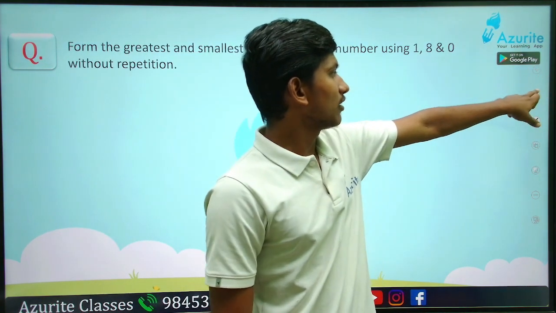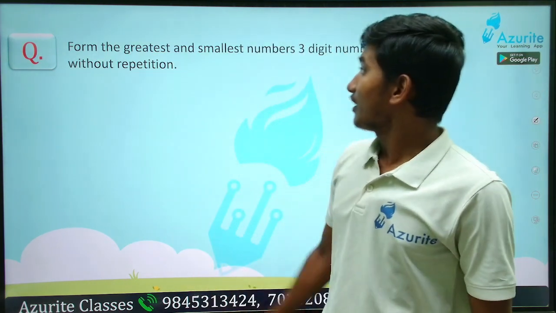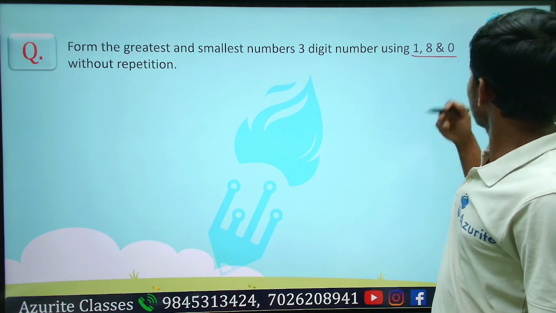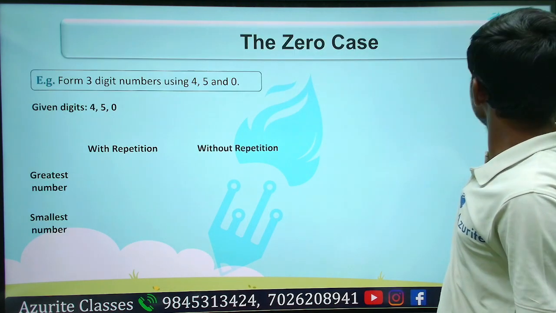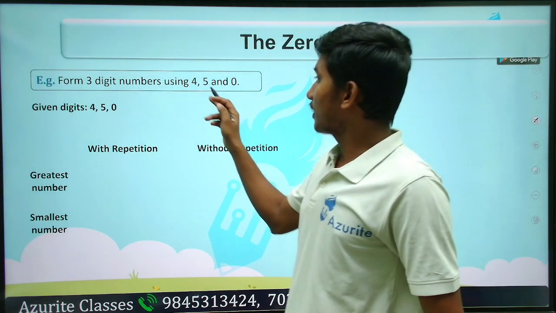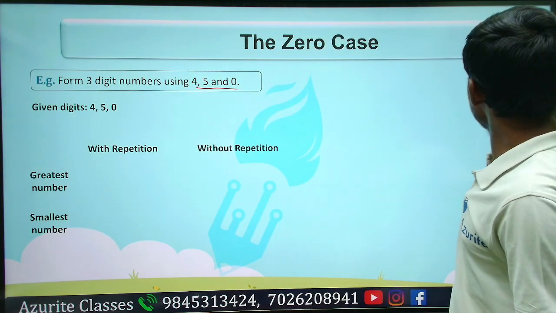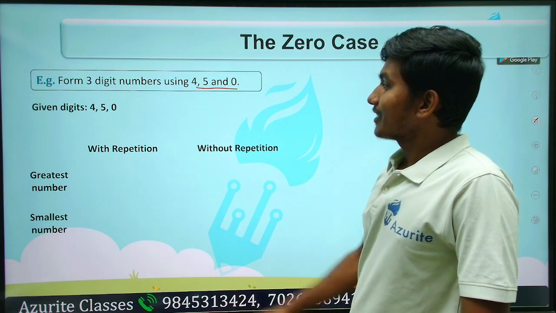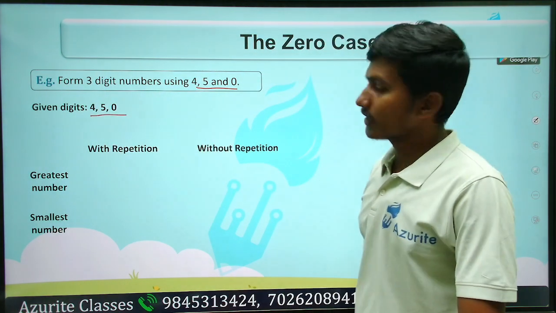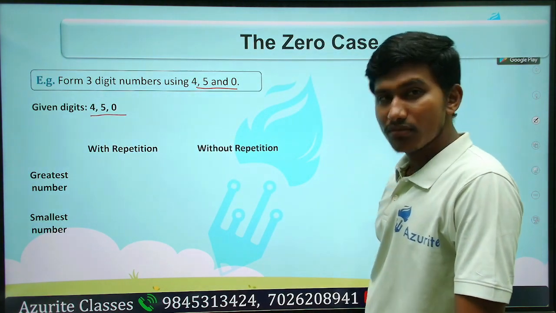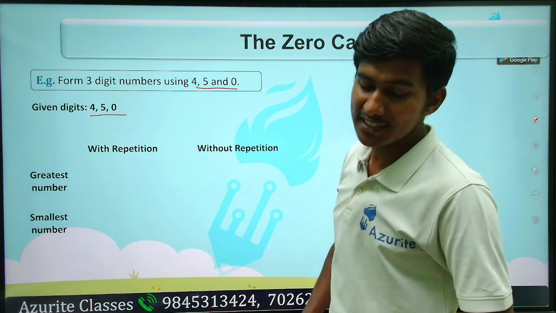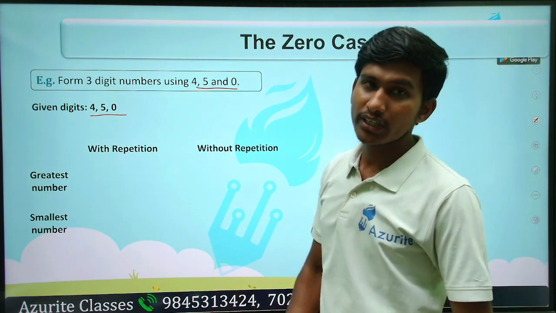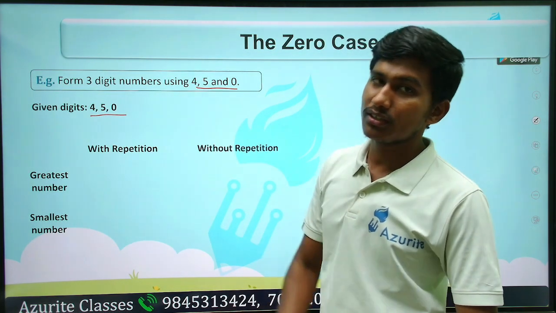So let us solve one more question. Form the greatest and smallest number of 3 digits using 4, 5 and 0. Now 0 has come, let's go to the 0 case. The digits are 4, 5 and 0 here. 0 is the smaller number, but is it considered as a number? 0 is not a number, so that will not be in the place.